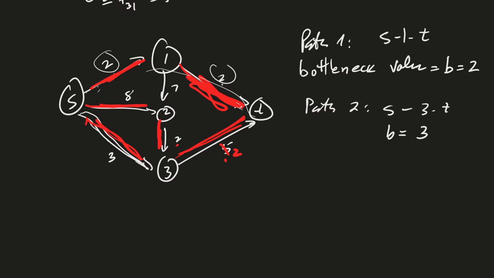So therefore, path 3 can be S23T, and the bottleneck value is 2. And that actually exhausts this 5, right? And so there's nothing left there. And so there's nothing left there. And then there's 6 left here, right? And then I think we've taken up the 2 there. Oops, so that left 0.